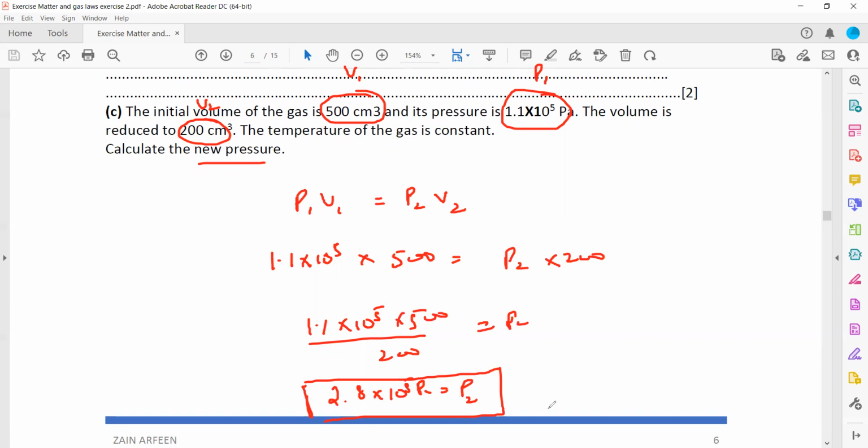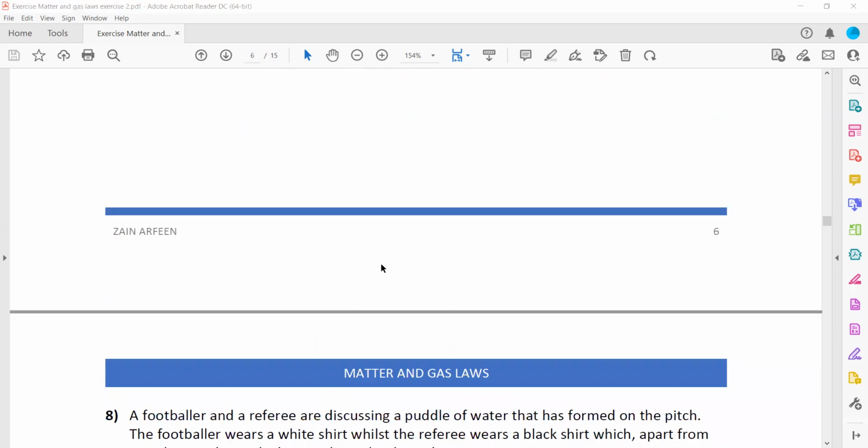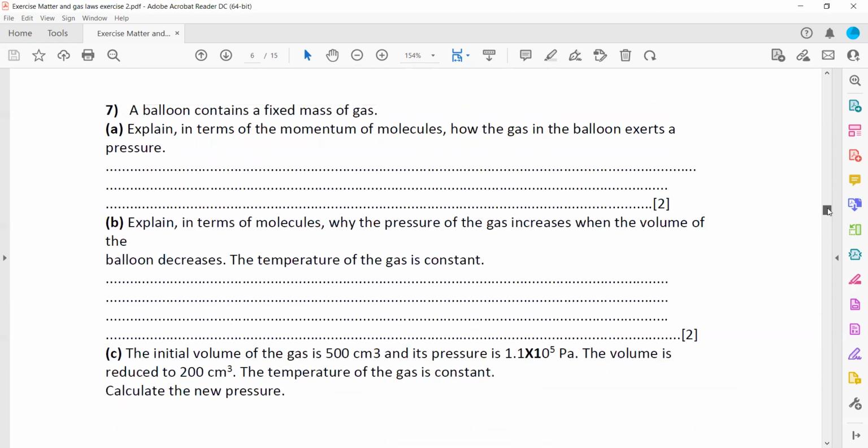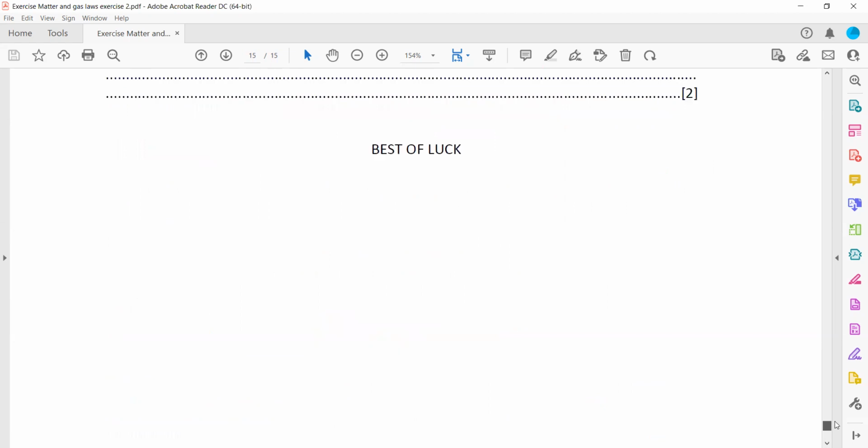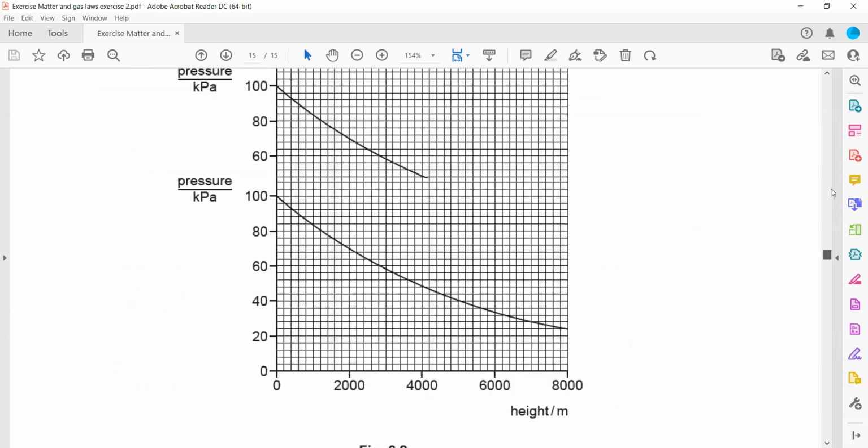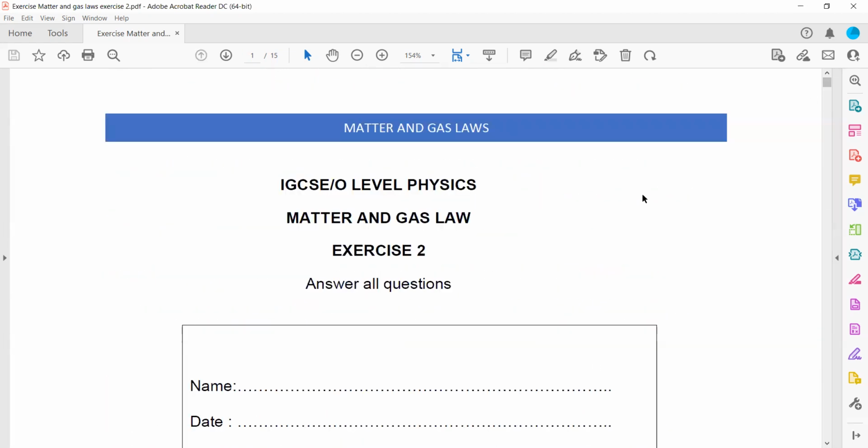So these are some questions related to this topic. I have solved 7 of them, and there are about 20 questions. The remaining you will solve. I'll share this exercise with you.